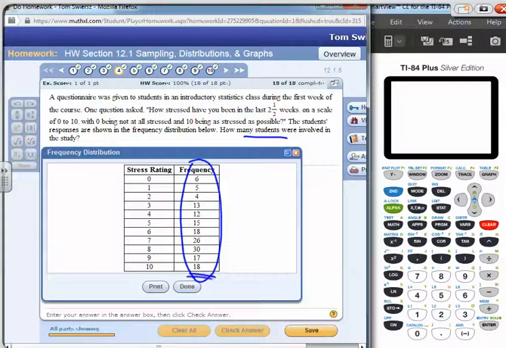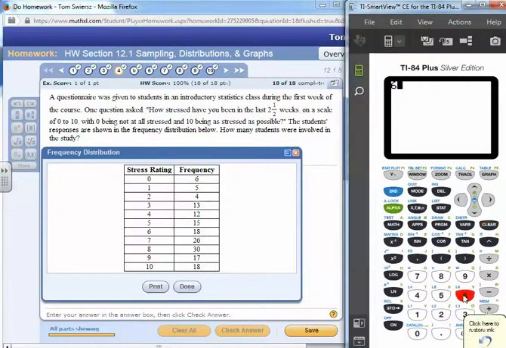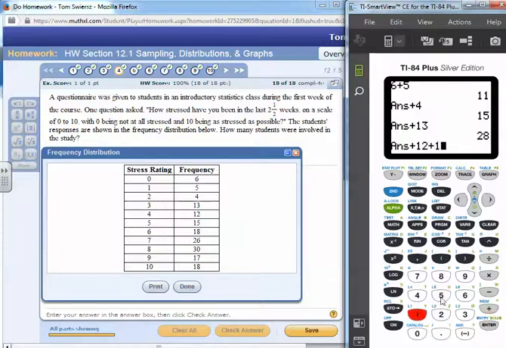So the total of how many students were involved would be the frequencies for all the different stress ratings. And again, the frequencies are right here, so we're going to total up the second column, the frequencies, and that will give us the total of all the students. So we have 6 plus 5, equals, and then we have 4, 13, and 12, and 15. I'll just keep on adding.